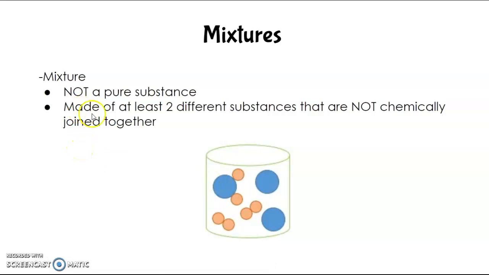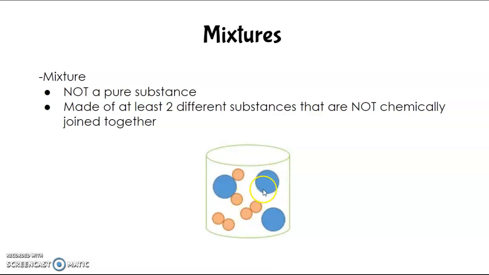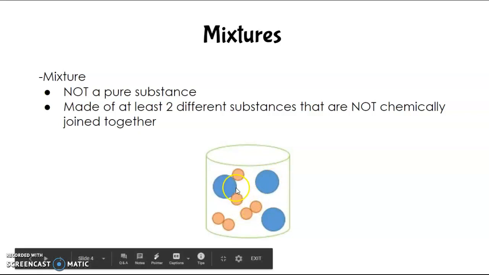And then also it has to be made of at least two different substances that are not chemically joined together, which we have here. Here we have one type of substance. Here we have a different type of substance. Here we have a third type of substance. These three are not chemically connected to each other. So that makes this a mixture.